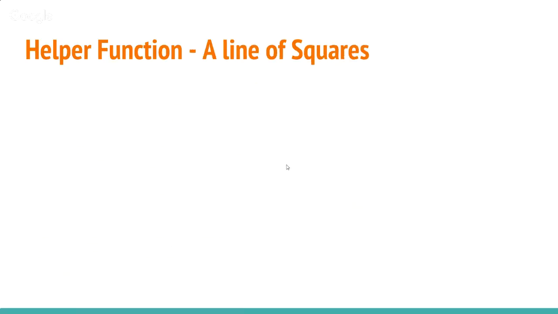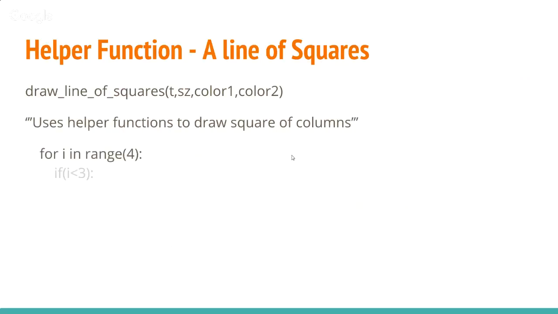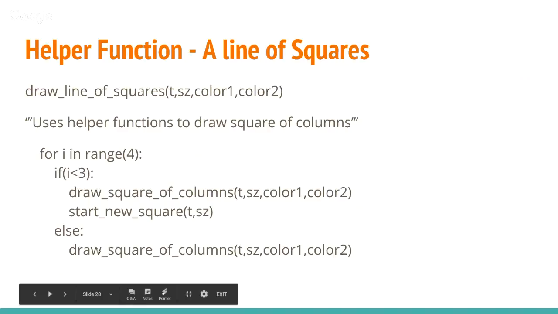Right, okay. Now we're in line of squares. This is where we are doing the squares of 6 by 6. We are doing a line of those. This takes the turtle, the sides, color 1 and color 2. Now in for i in range of 4, if i is less than 3, we call the draw square of columns. That was the last slide we talked about, very easy to do, and then the resets. On the fourth iteration, we don't call the reset for the square.